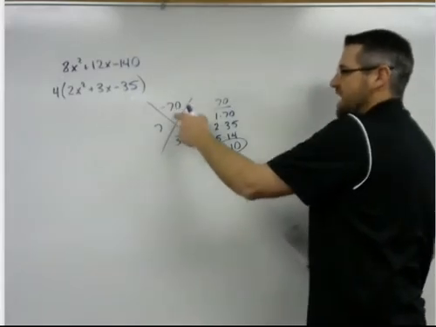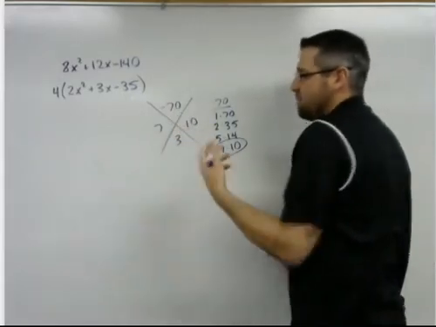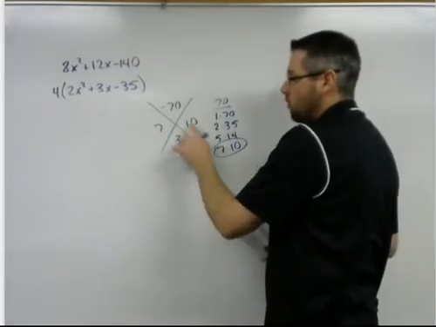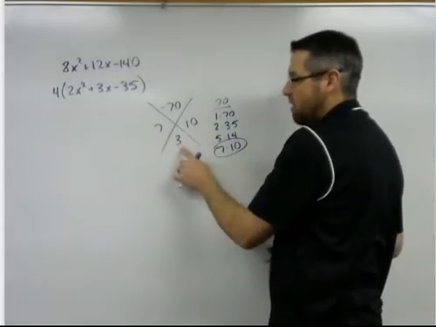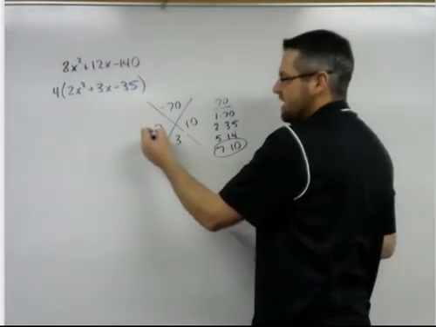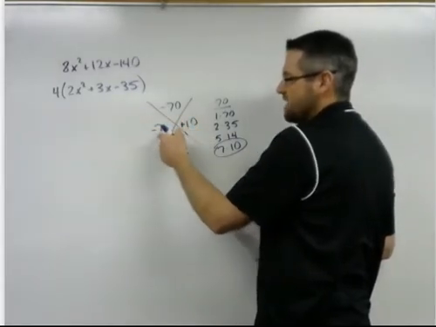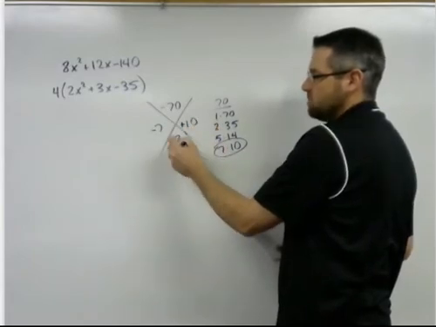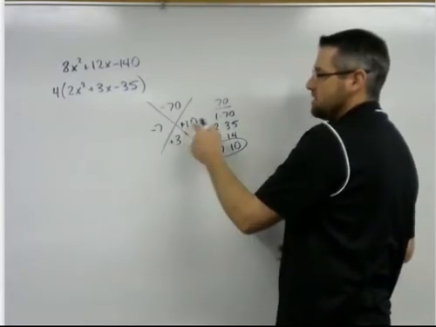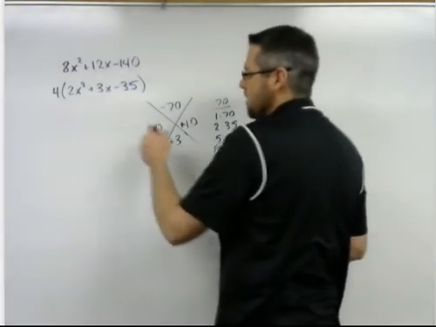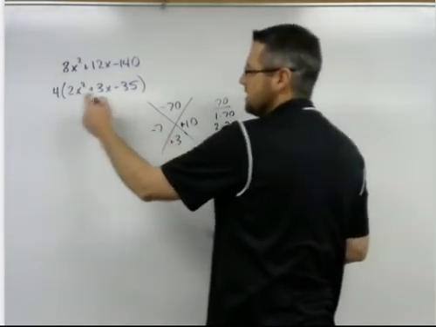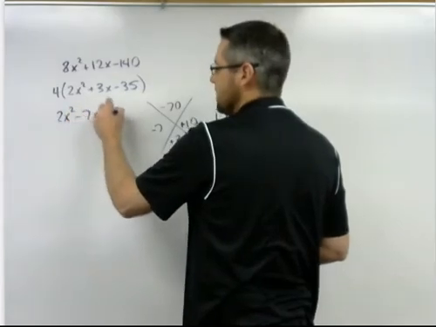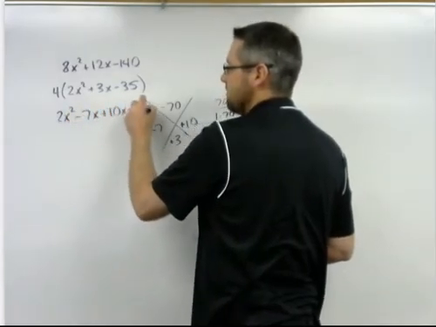Because this sign is a negative, that means one of these has to be a negative, but I can't just pick whichever one I want. I have to pick the right one so that when I add them, I get a positive value. So the 7 would have to be negative, and the 10 would have to be positive, because negative 7 plus 10 is positive 3, and negative 7 times 10 is negative 70. So from here, these two values are replacing that middle term. So it would say 2x squared minus 7x plus 10x minus 35.